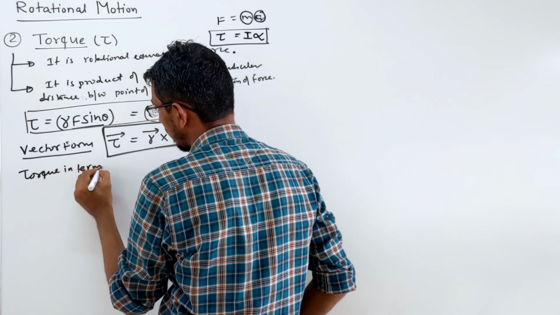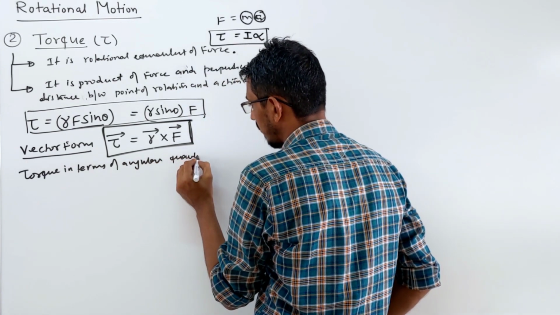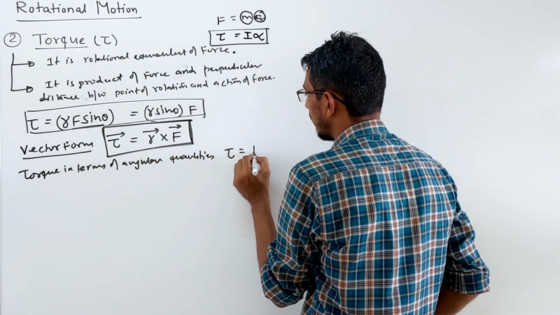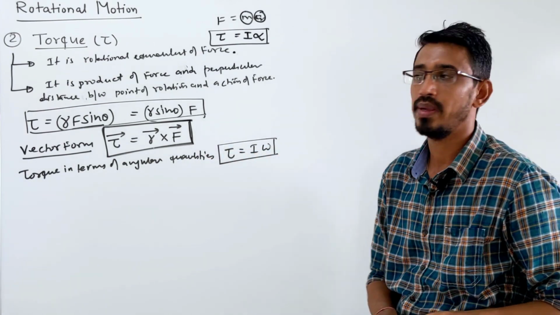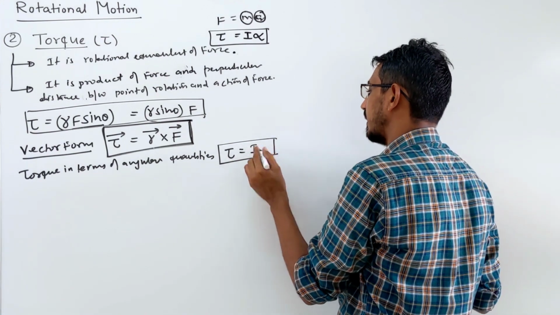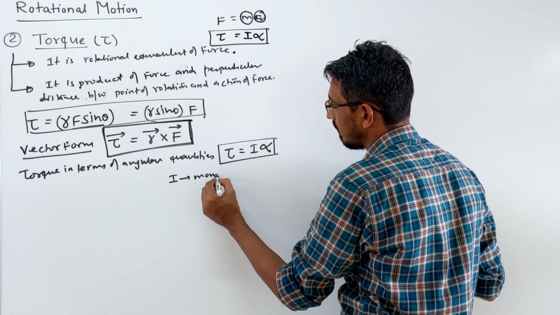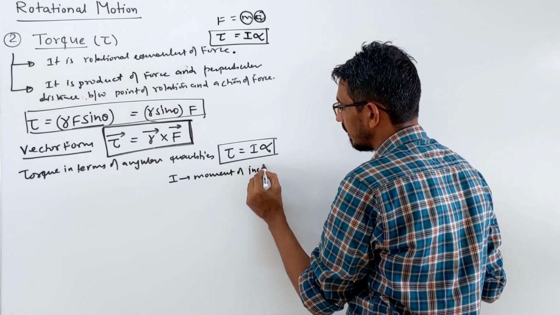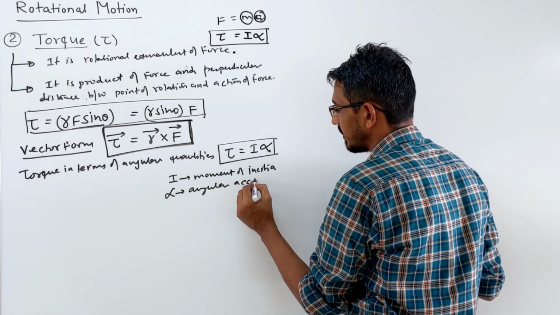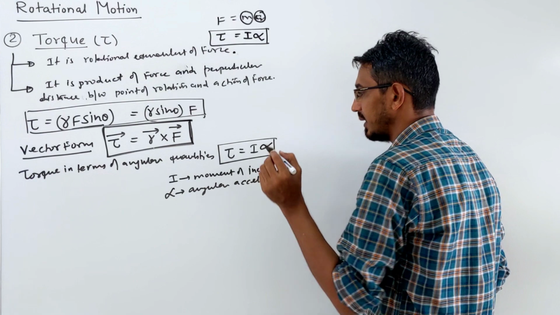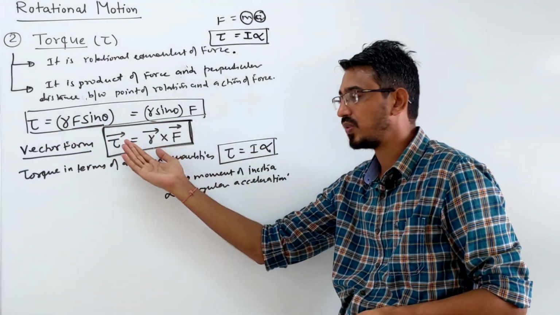So torque in terms of angular quantity is written as I into alpha. Your I is called inertia, moment of inertia, the proper word is moment of inertia, and alpha is called your angular acceleration, right? These two words. So this is in terms of rotation, this is in terms of distance and force, this is in terms of vector form, and this is in terms of rotational quantities.